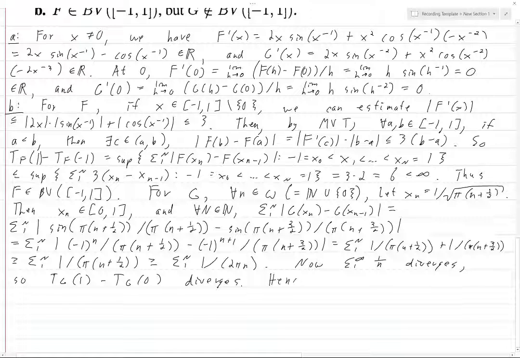And so hence g cannot be in bounded variation on the closed interval from 0 to 1, let alone from negative 1. Oh, that erased. Oh, it's back. Okay, this is really weird. Hence, g is not in bounded variation on negative 1 to 1. All right, this completes the proof.